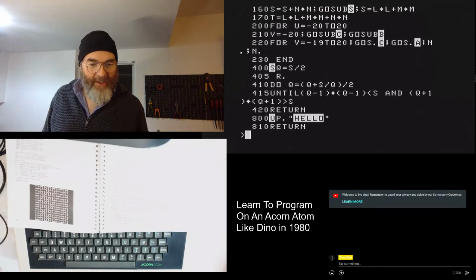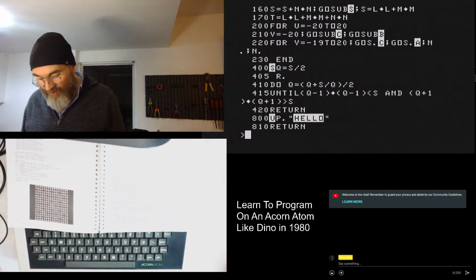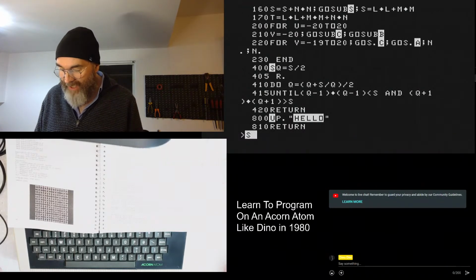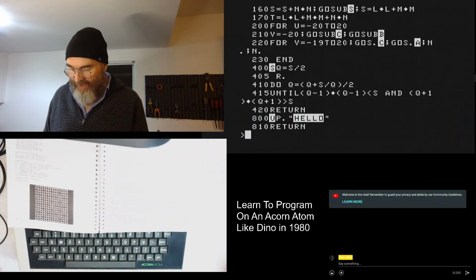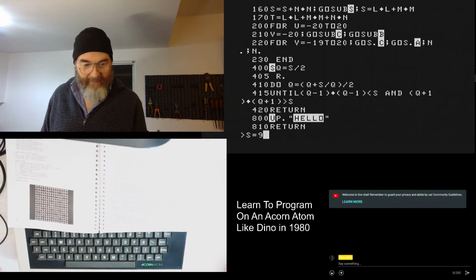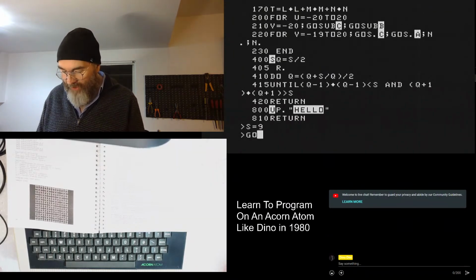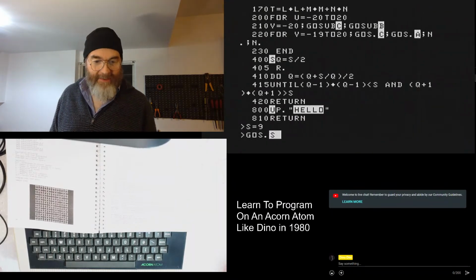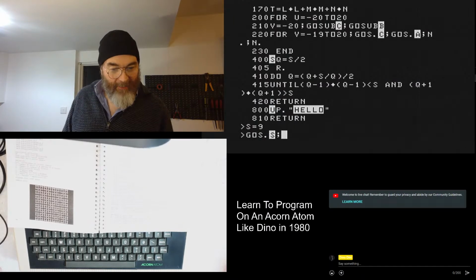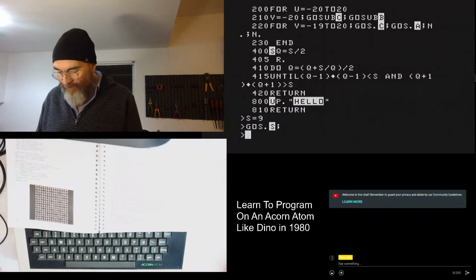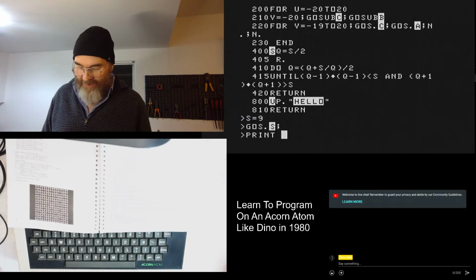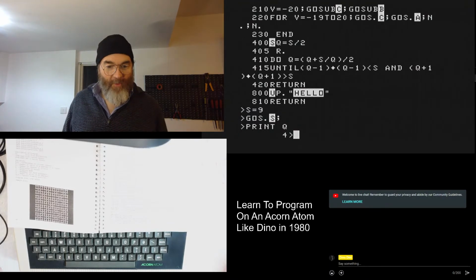Right, so where were we? I was trying to test the square root function out, so I'm going to set S equals 9, and then we do GOSUB S semicolon, and then we print the results, which would be Q. 4.